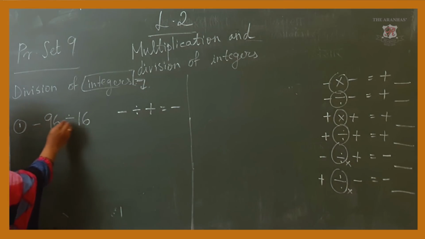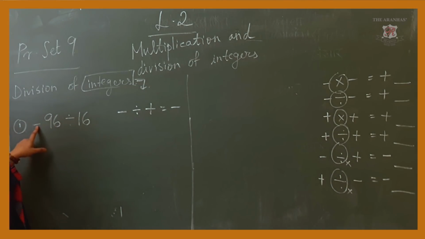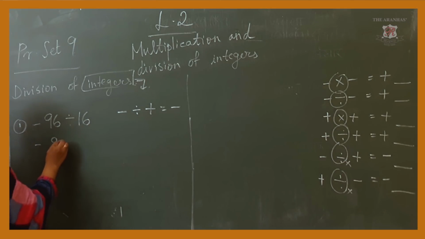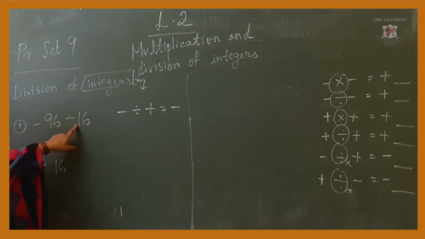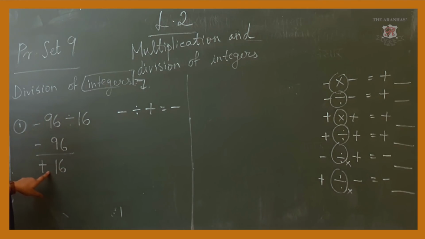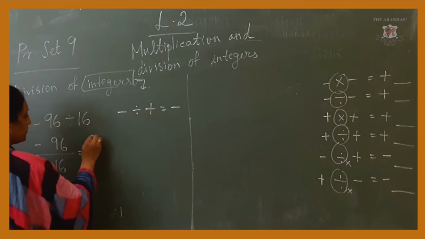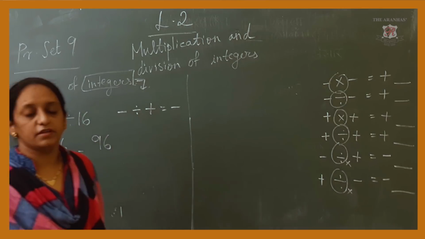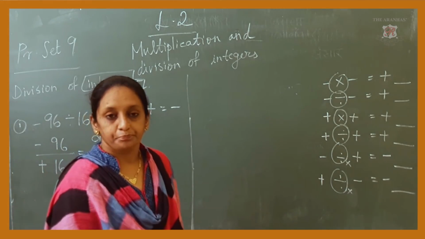So what is minus 96 divided by 16? One number is negative, one number is positive. No sign means there is a positive sign. I write it in this way: 16 is having no sign, which means 16 is having a positive sign. If we divide, for this you should know the tables first. For every division, tables are very compulsory.